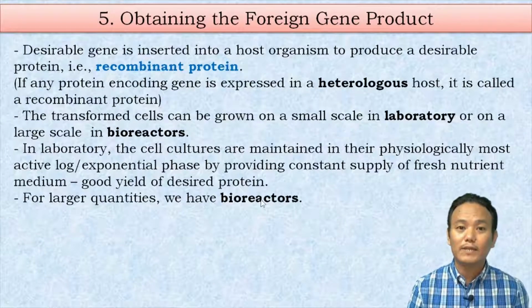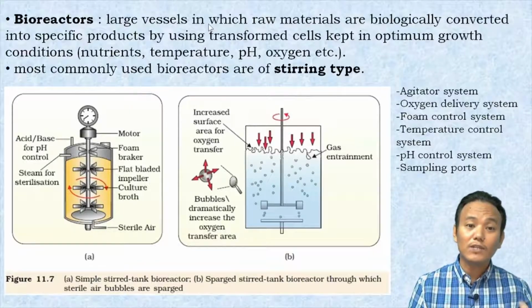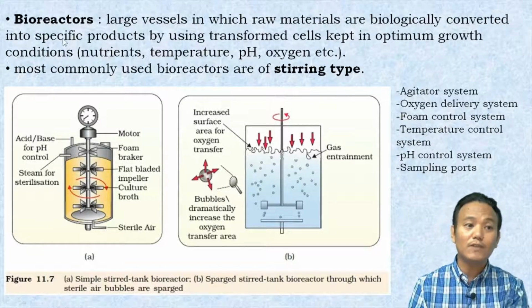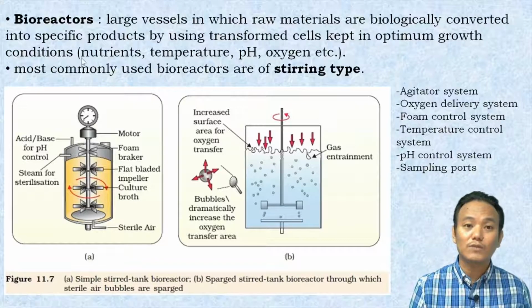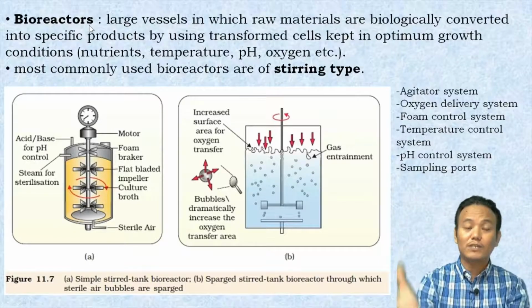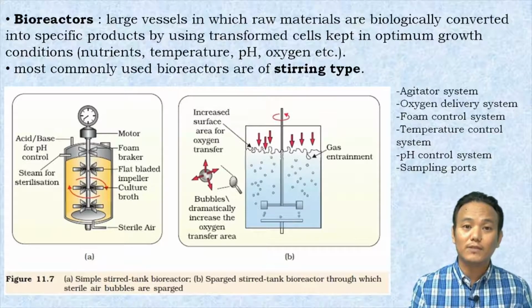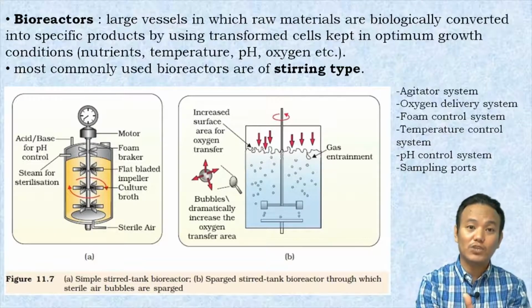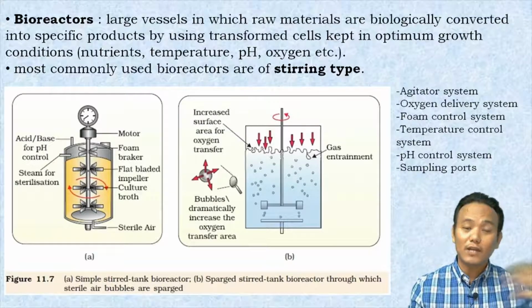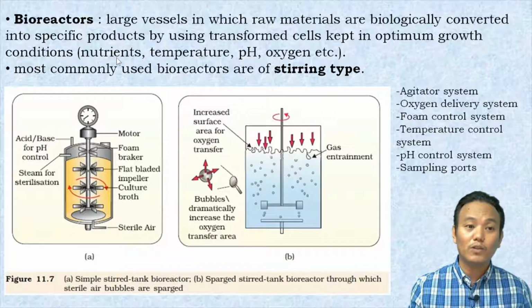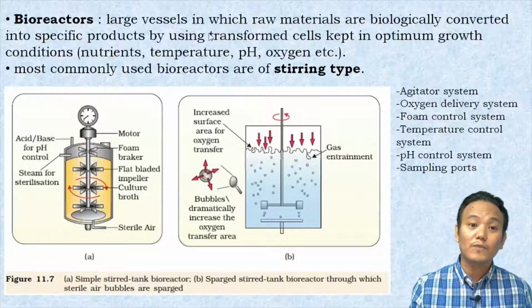So what are bioreactors? Bioreactors are defined as large vessels in which raw materials are biologically converted into specific products by using transformed cells kept in optimum growth conditions. So you can think of bioreactors as large containers in which we grow these transformed cells. Just like in laboratory where we grow the cells in a petri dish, in bioreactors, which are large containers, we grow the transformed cells in large quantities. We provide them with proper nutrient, proper temperature, pH, oxygen, etc., so that the transformed cells can produce the desirable protein for us. And the most commonly used bioreactors are of stirring type.